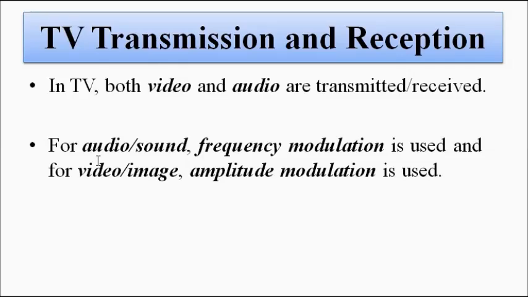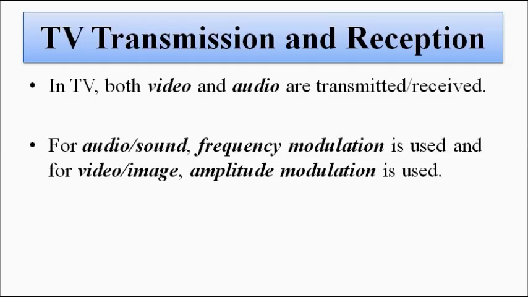For the sound transmission, the frequency modulation technique is used, and for the image or the video, the amplitude modulation technique is used. We have discussed the basic concepts related to amplitude and frequency modulation in the communication system section. You can check those videos in that playlist. Here we are not going into detail; we'll just discuss the various blocks and systems involved, and how it happens, because if we go into detail it will take a lot of time. Actually, each of these blocks is a separate chapter in itself.